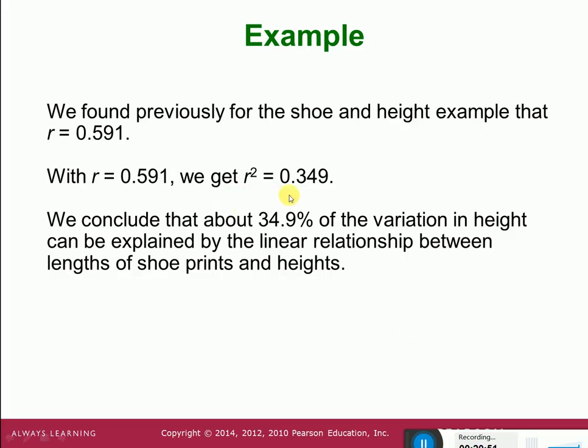So this one means that 34.9% of the variation in the height can be explained by the linear relationship between the length of shoe prints and height, meaning that there's only 34.9%, which is below 50%. Therefore, it's another way to say that they don't have anything in the linear correlation.